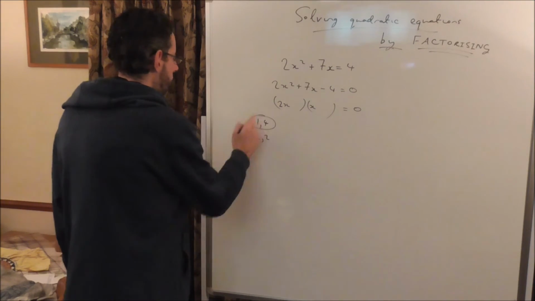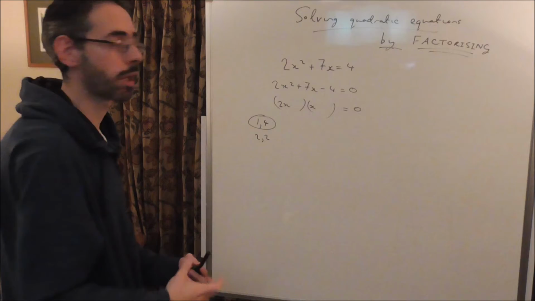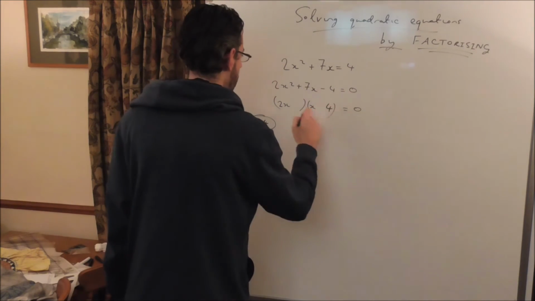Well, it's 1 and 4. So if you double 4, you get 8, and 1 and 8 have a difference of 7. So the 4 needs to go here, and the 1 here.